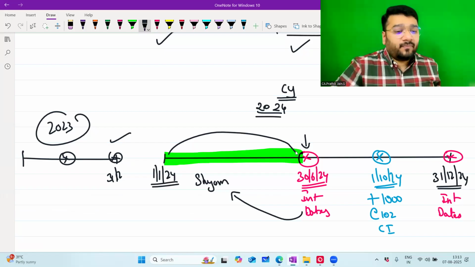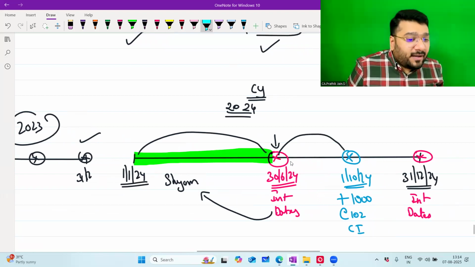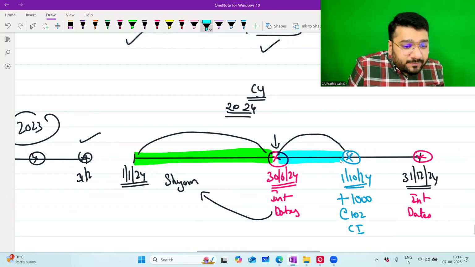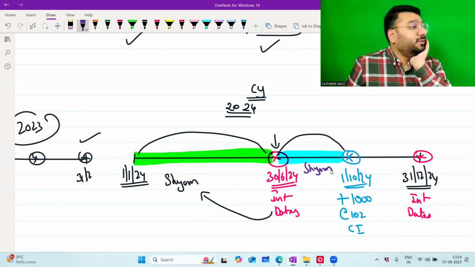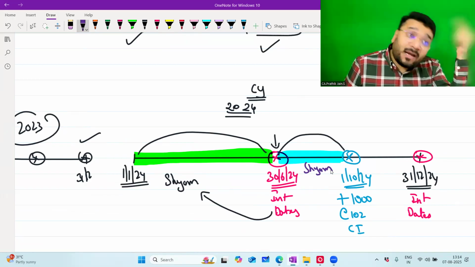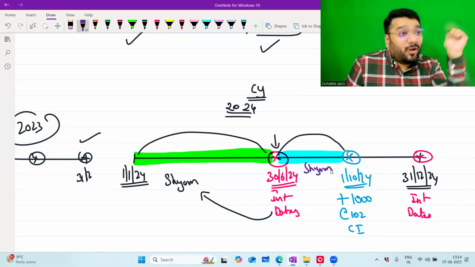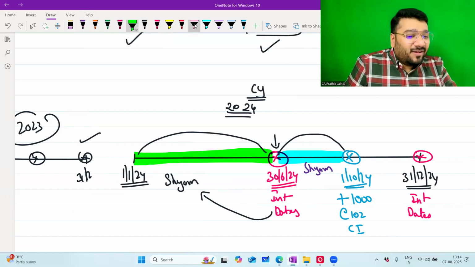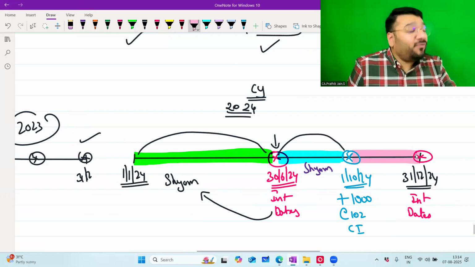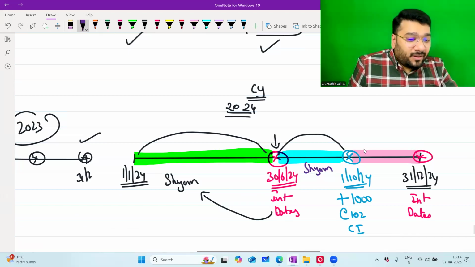Then from 30 June to 1/10, during this period, who was the holder of the investment? Sham. Sir, again Sham. But the interest for this period, who will receive? Ram. That interest, who has to pay in advance? Ram. To whom? Sham. When? On the date of purchase, 1/10. Now, from 1/10/24 to 31/12/24, who was holding the debenture or bond? Ram.